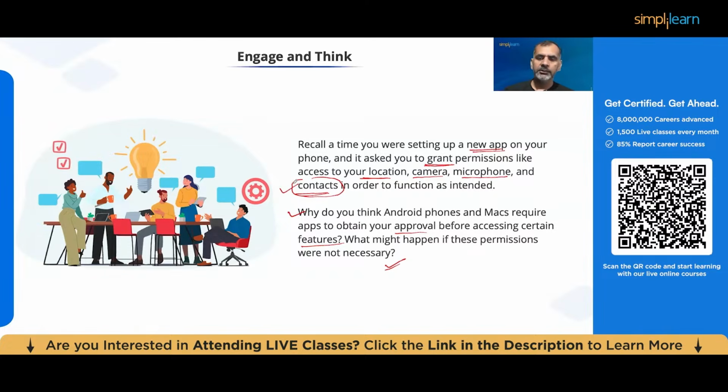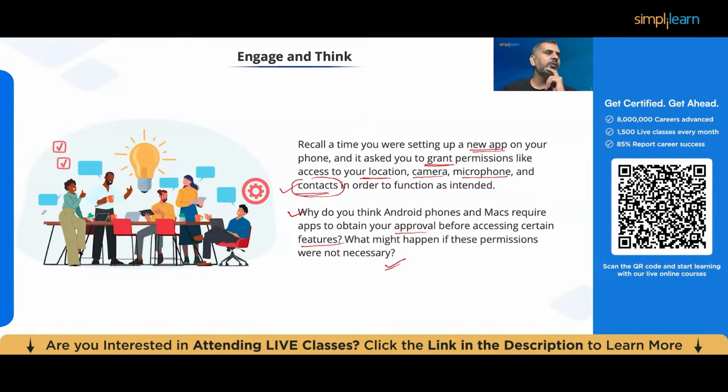Yeah, that's one of the consequences that we can think of. Your personal data will definitely get exposed if you do not make it transparent, if you do not make the user aware of that access.